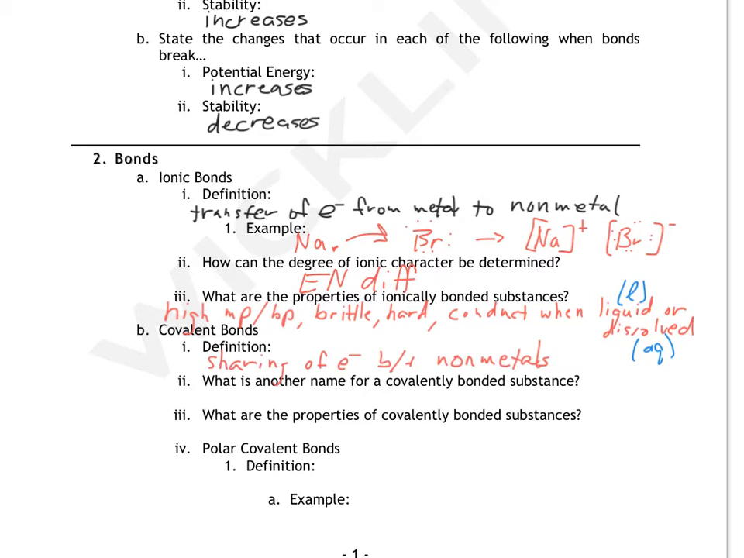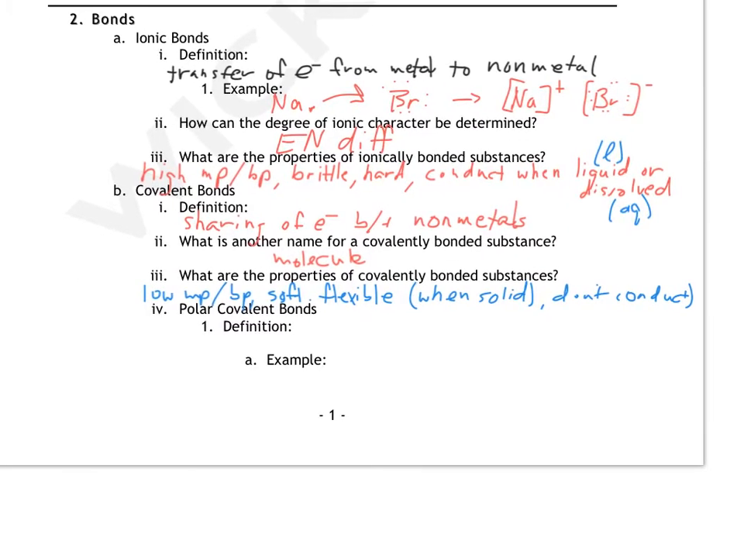Another name for a covalently bonded substance is a molecule. And the properties of covalently bonded substances are essentially the opposite of what I've written above for ionically bonded substances. So on to polar covalent bonds. The definition is a covalent bond with unequal sharing of electrons, which is a result of a difference in electronegativity between the atoms involved in the bond.